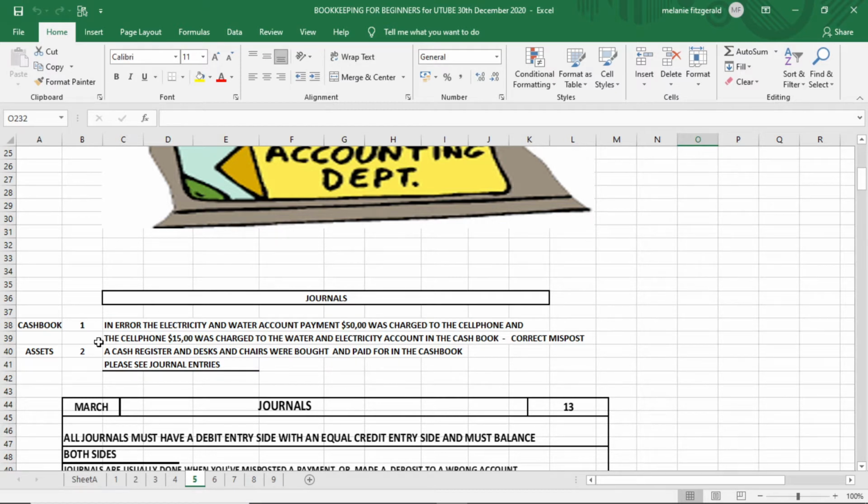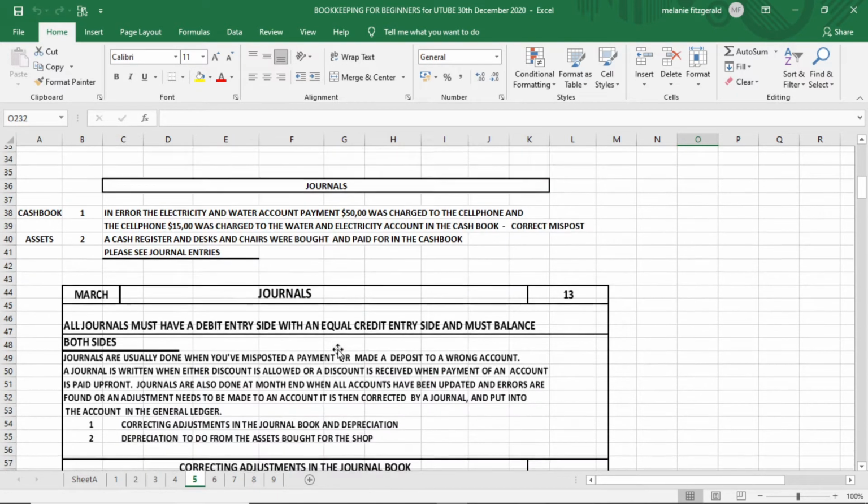Okay, so cash book. In error, the electricity and water account payment of $50 was charged to the cell phone, and the cell phone $15 was charged to the water and electricity account in the cash book. We need to correct that mispost. There was a mistake there. Number 2, a cash register and desk and chairs were brought forward and paid for in the cash book. Please see the journal entries.